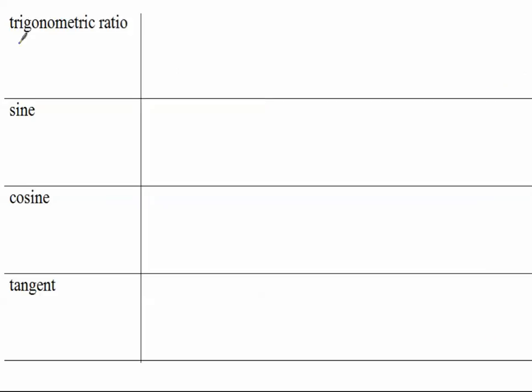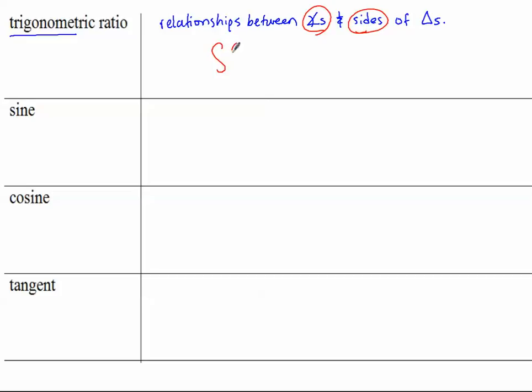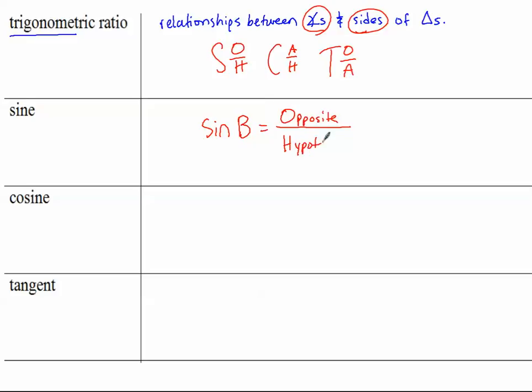Trigonometric ratios. Remember, trigonometry is the study of the relationship between angles and sides of triangles. When we see that we're mixing angles and sides, that's when we use SOH CAH TOA. Sine is the sine function. Sine of an angle equals the side opposite over hypotenuse.